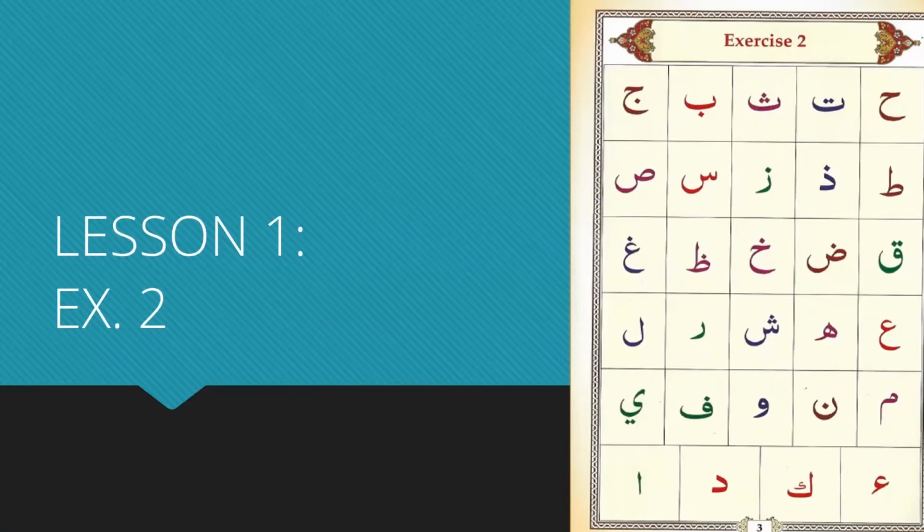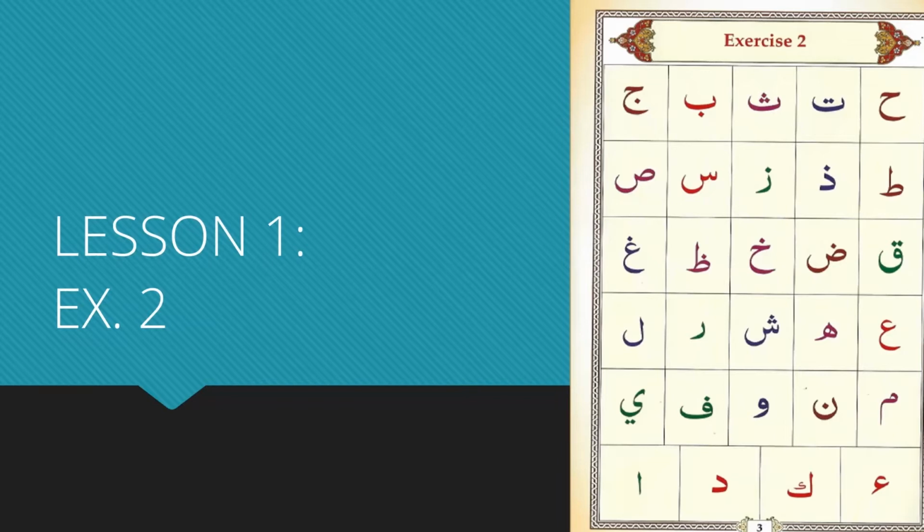Kha, good. Ghain, so that one make it a bit cleaner. Ghain, yeah, a bit more full mouth. Ghain, good. Hamza. What's this one? Ain, yeah.